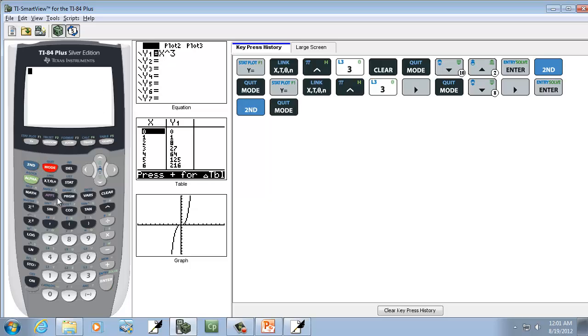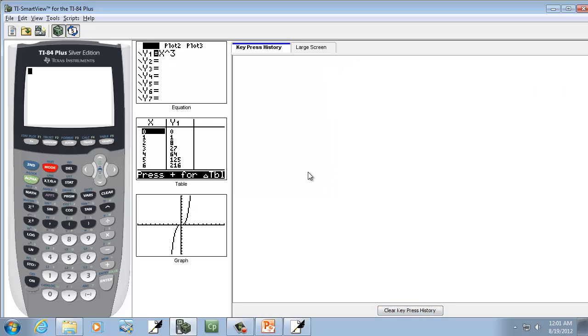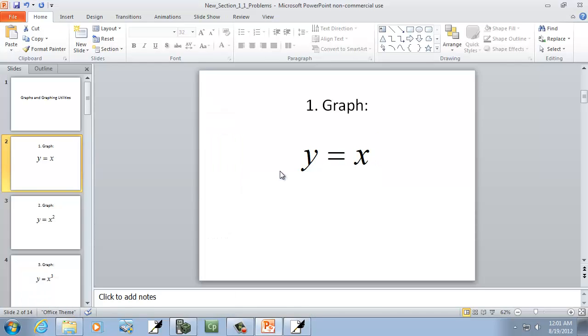Now if you've gone to mode and you don't see that, that means you got one of the older style TI-84s or TI-83, so you don't need to worry about those steps. But anyway, let's look at the next one.